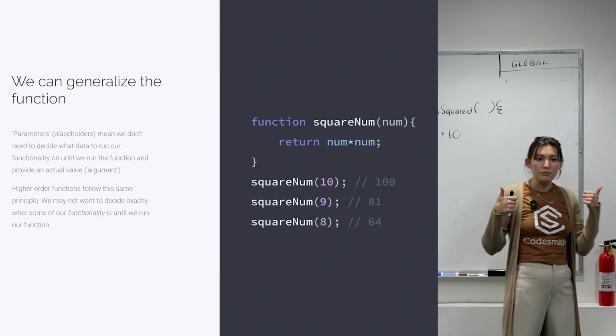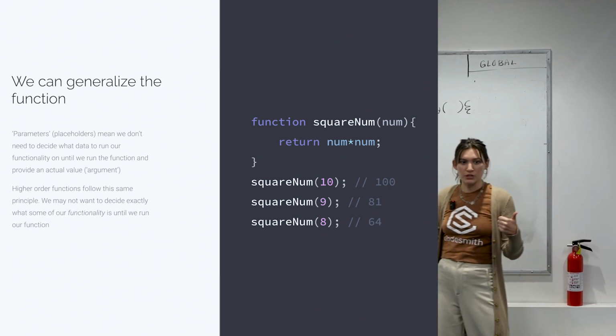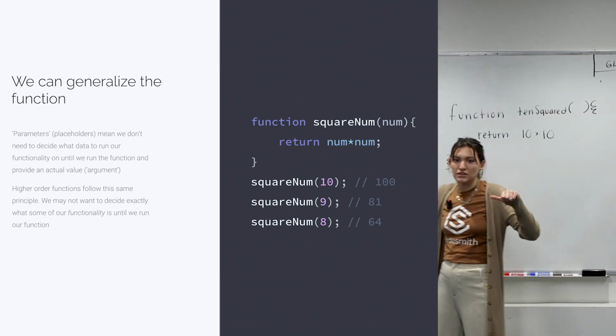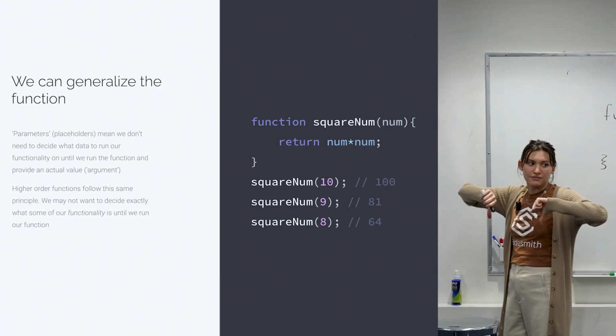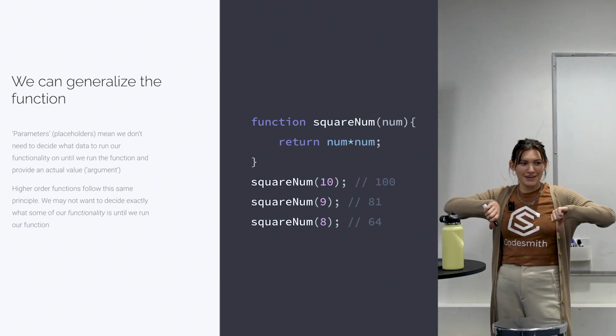Cool. Can I get thumbs on this concept of parameters and arguments? Thumbs up if you're feeling good, thumbs in the middle if you're like, I don't really know, thumbs down if you're like, I don't know what's going on at all. How are we feeling? Let's take a look at this.